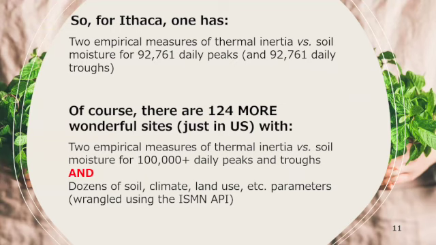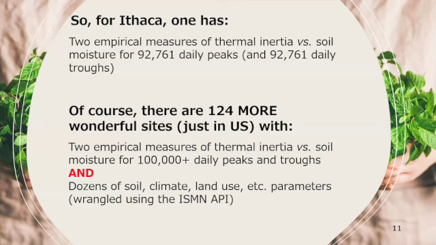I just picked that one, random otherwise. So just for Ithaca, this whole thing is able to give us two different empirical measures of thermal inertia, two simple ones, just for a beginning, and the soil moisture that was present when each of those lags happened. And for Ithaca, there's 92,761 days of that. And actually, that means you have a lag at the peak and lag at the trough.